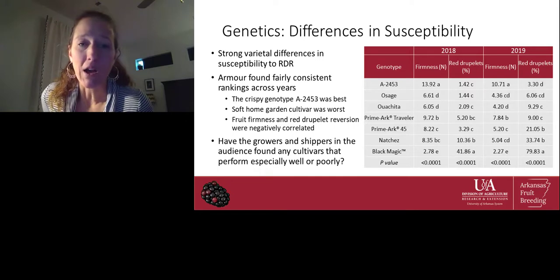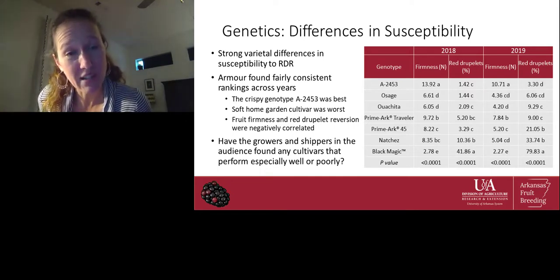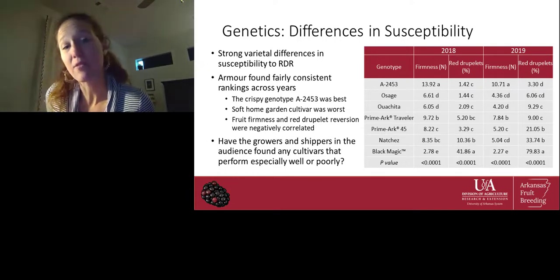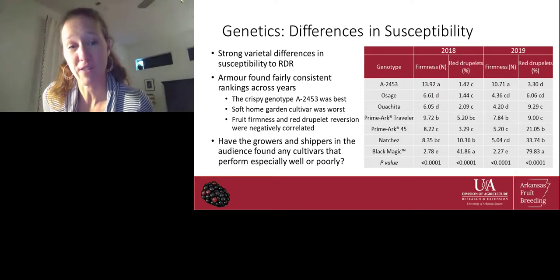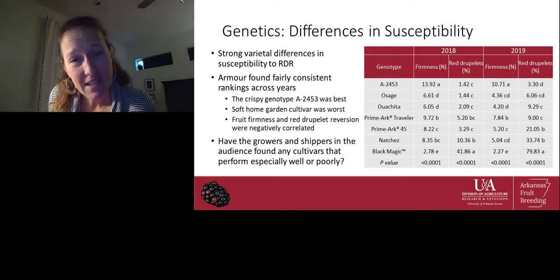And we also included A2453, which is not a released cultivar from our program, but it's an advanced selection with crispy fruit texture. So it's very, very firm. And here you can see that the rankings were pretty consistent, that the very firm types had the lowest reversion in both 2018 and in 2019.